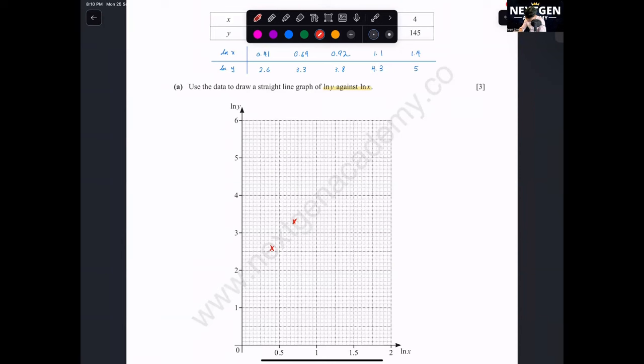0.92, 3.8. One thing, remember, use pencil. And one trick also, when you put the X, don't draw it so fine. Don't need to draw it so accurate. Draw it fatter a little bit, so that when you draw the line across, it is easier. Next one, 1.1, 4.3. 1.4, 5. Connect all the dots together. You get your straight line graph.